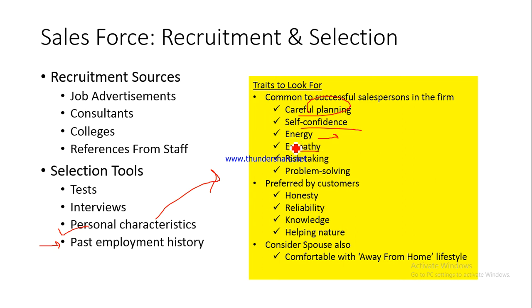Again, the salesperson also has to take risk, but not extreme level of risk, moderate level of risk, because whenever you are approaching a particular client or a prospect, he may or may not buy.